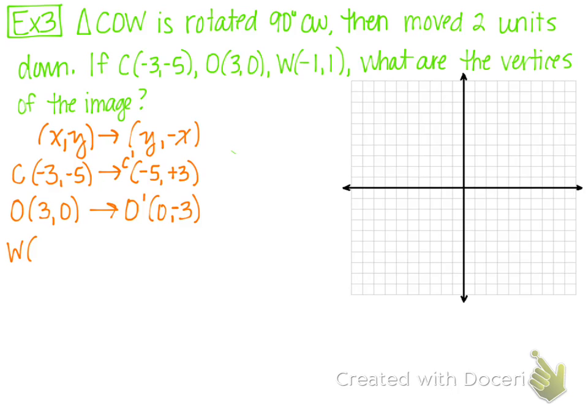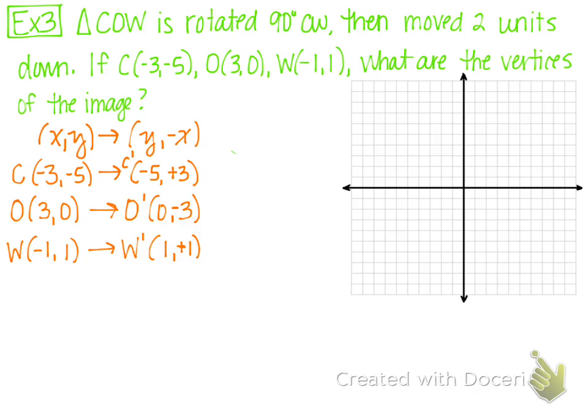W is at -1, 1. So W prime, we're going to flip them. Excuse me, that should be a positive 1. So we're going to flip them. And we're going to change the sign of the negative 1. So positive 1, positive 1.